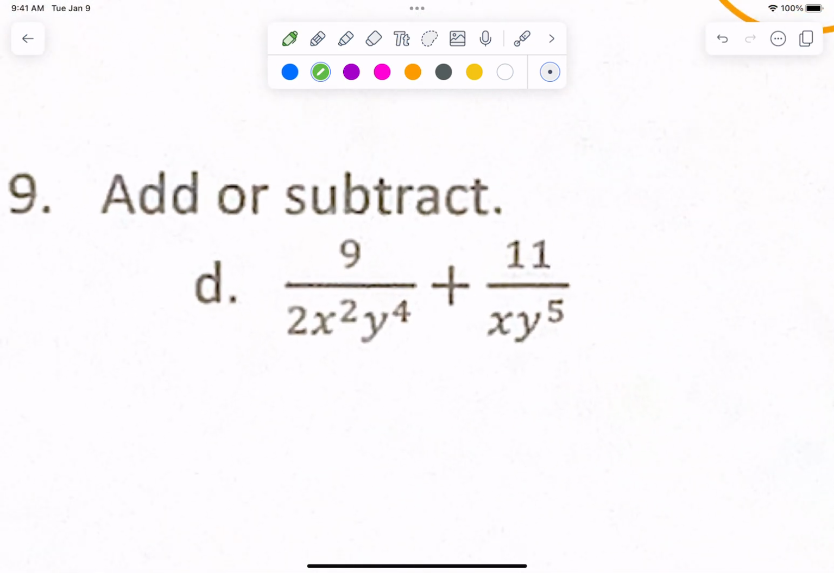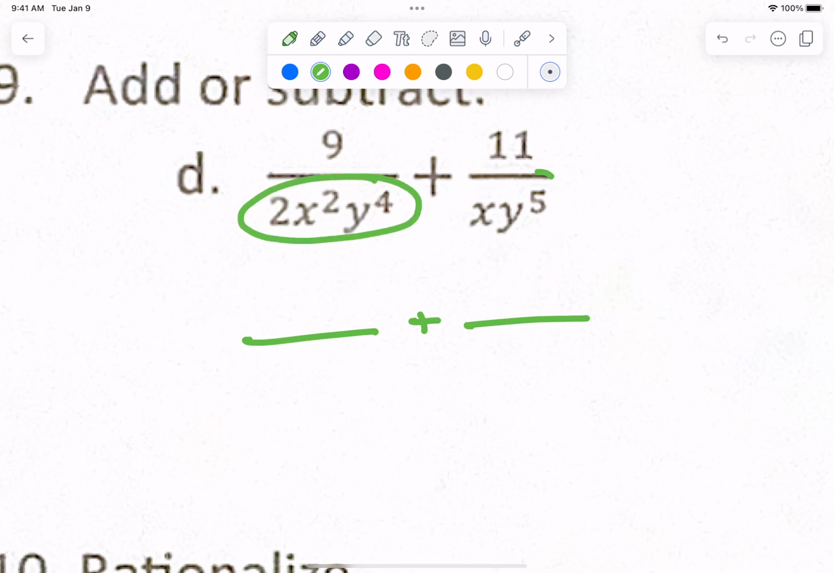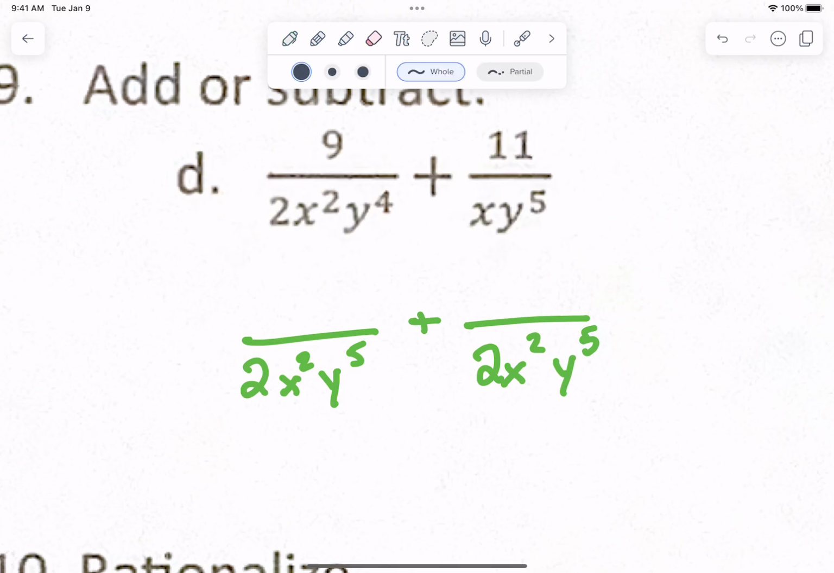Are we ready for the next one? Add, subtract. What happens when you add, subtract? Common denominator. So let's find the common denominator between these two guys: 2x squared y to the 5th. We know we need a 2. We know we need an x squared, but this one needs an x, so that works. Here we need 4 y's, here we need 5 y's, so I need 5 y's to fit. This one needs a y.